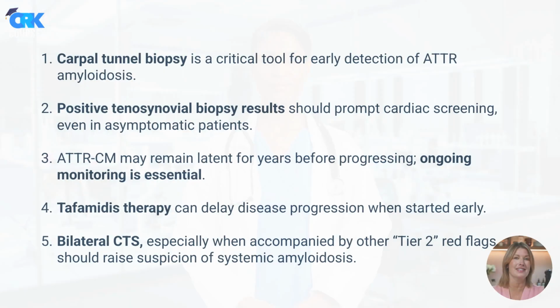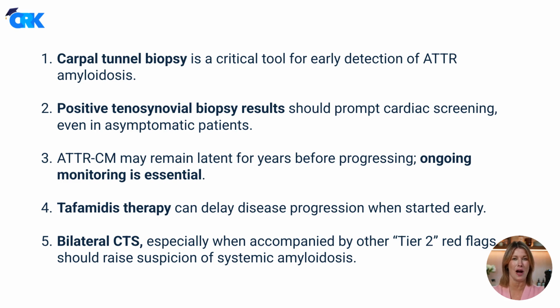This case illustrates how asymptomatic cardiac ATTR-WT can first present in peripheral tissues like the wrist, and how early biopsy during routine carpal tunnel surgery can serve as a crucial diagnostic gateway. As with hereditary forms, identifying wild-type ATTR early allows us to initiate timely cardiac evaluation and appropriate therapy before overt heart failure develops. Thanks, Dr. Mary.